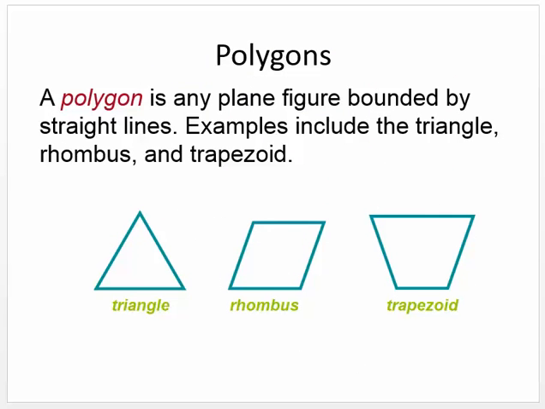A polygon is any plane figure bounded by straight lines. Examples include the triangle, the rhombus, and the trapezoid. All right, so these are all 3 polygons that are in a plane, meaning they're just flat. They have no depth. They have a base and a height. The base and height is how we define them.